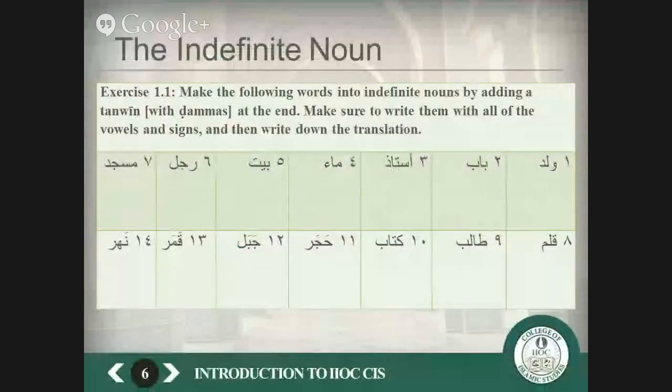So let's see. You make the following words into indefinite nouns by adding a tanween with the dhammas at the end. So try this. Write it down with all of the vowels and the signs, and then write the translation. So write the Arabic down. Put all the vowels with the signs and the tanween and everything, and then write the translation. Tell me what it means. Okay, so just do the first three. I'll give you a moment to do that right now, while I drink some water.